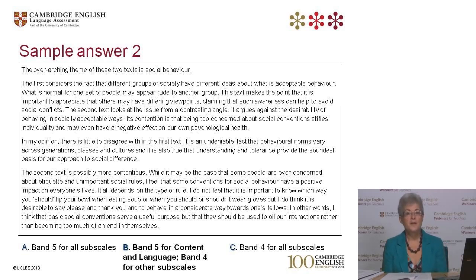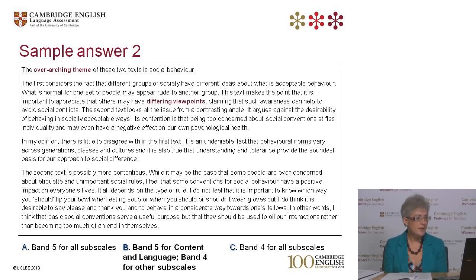They also awarded 5 for language, as the candidate uses a wide range of vocabulary, including less common lexis, with fluency, precision, sophistication and style. Some examples of this are overarching theme, differing viewpoints, in the middle there of the second paragraph, contentious, and an end in themselves, right at the end there. And the use of grammar is also sophisticated, fully controlled and completely natural.